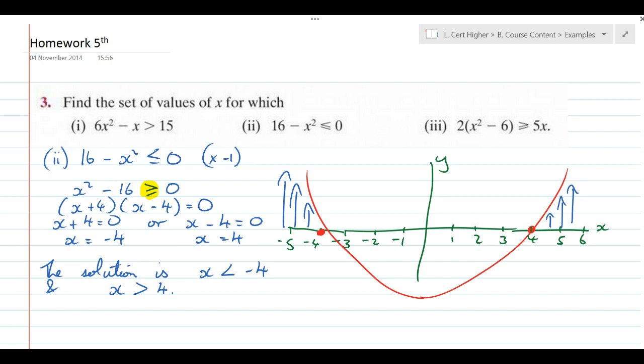And I just noticed that my original inequality sign is actually greater than or equal to, therefore I should have had x can be less than or equal to -4 and x can be greater than or equal to 4.